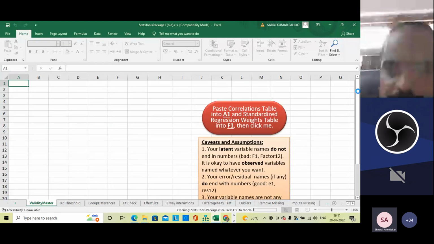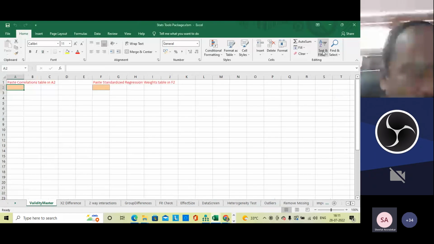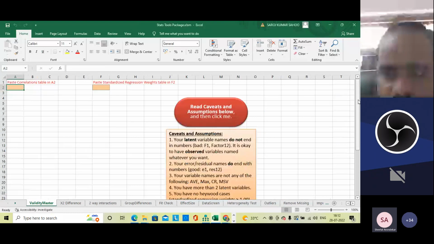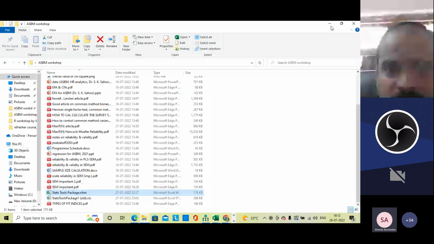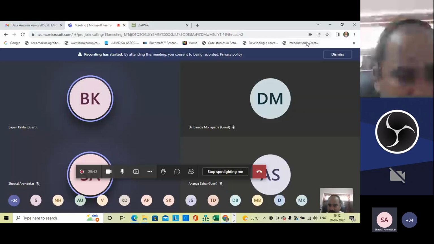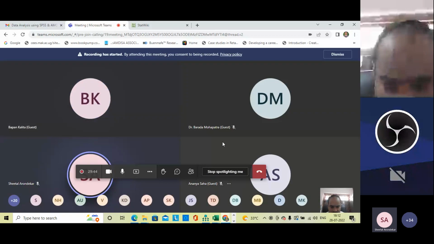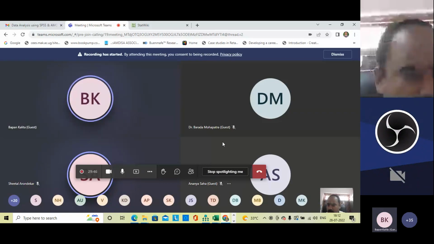Hold on for one second. I am opening my new Excel sheet to see whether it is written A2. It is written A2. Yes, there is no problem with A2. Clear now, sir? May I know your name? Clear, sir. Bapan, sir.